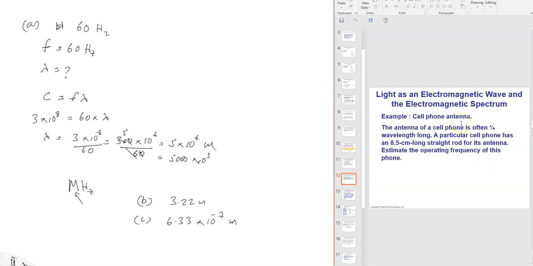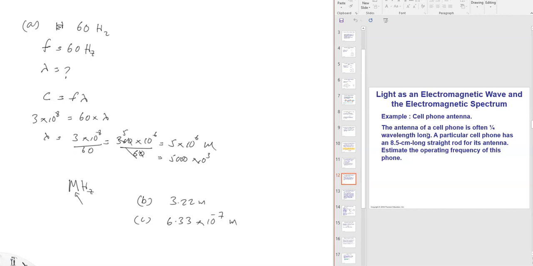Cell phone antenna. The antenna of a cell phone is often 1/4 wavelength long. That means if the wavelength the cell phone is using is 1 meter long, the antenna has to be 25 centimeters long to have a good reception, and that's not practical. Your cell phone with a 25 centimeter long antenna, it's like 1 foot long antenna, that's kind of weird, right, to walk around with it. So these cell phones have short antennas inside.